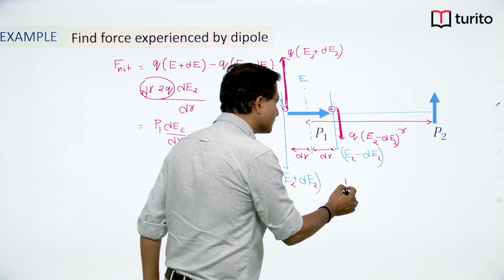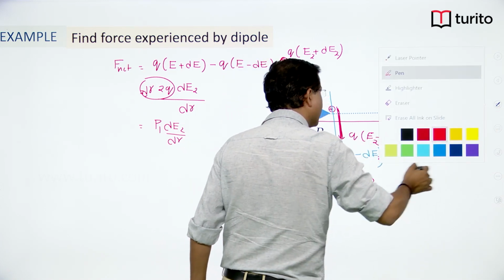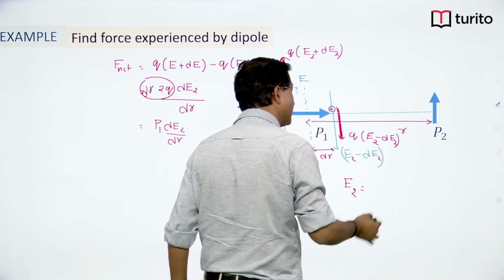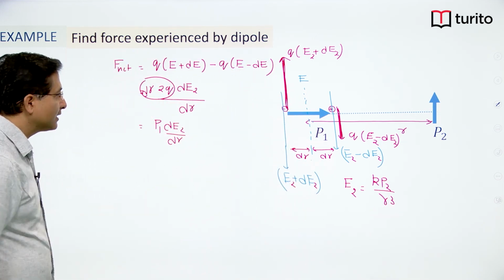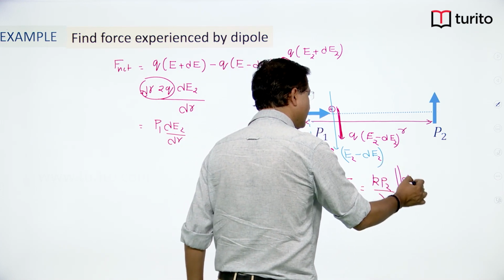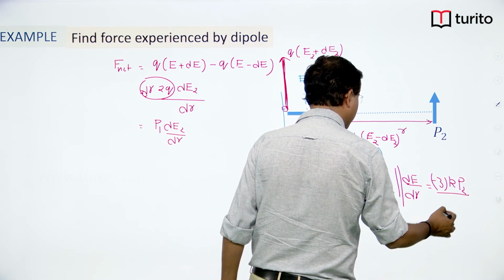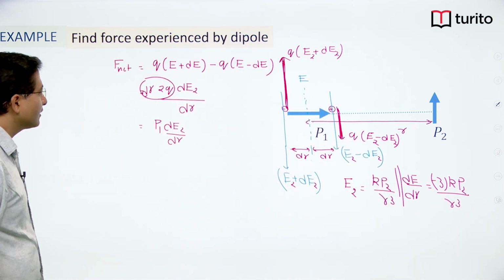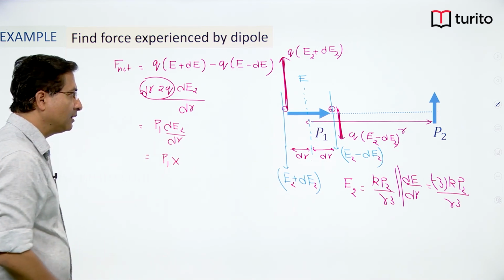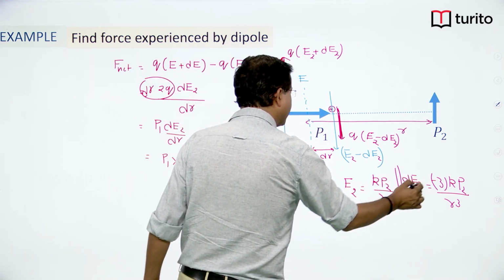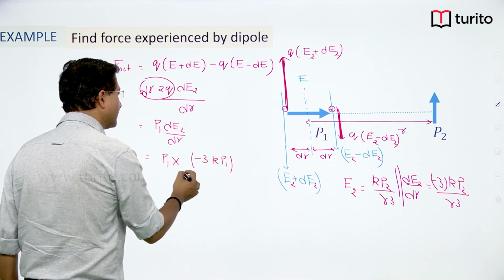What is the field produced by the second dipole at distance r? The formula is, as this is the bisector, E2 = K P2 divided by R cube. Differentiating that, dE divided by dr is minus 3 K P2 divided by R cube. I substitute that value here. So P1 times dE2 by dr, and dE2 by dr is minus 3 K P1 divided by R cube.